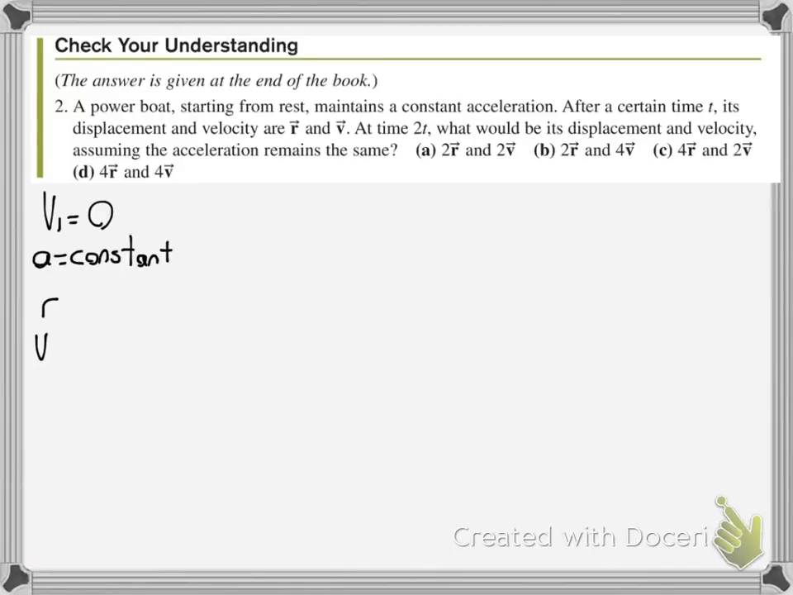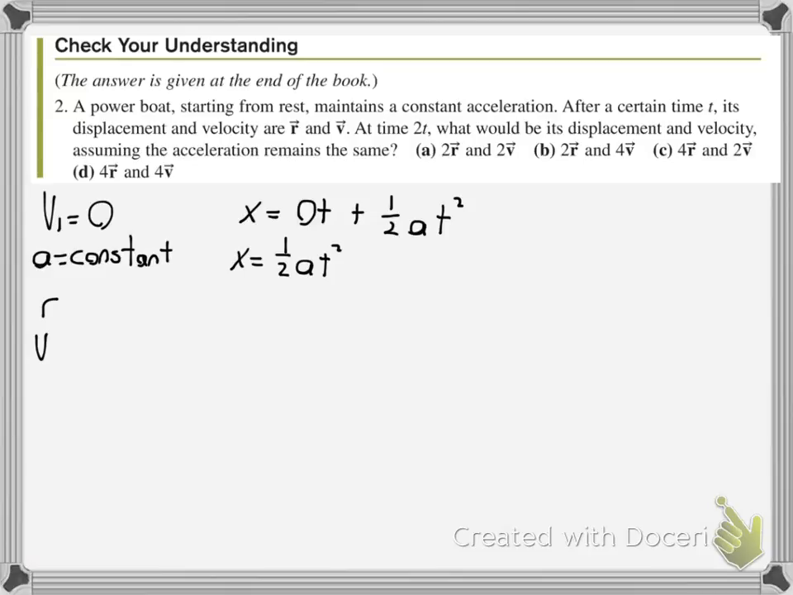So we're going to start off with displacement. They give us our initial velocity, our acceleration, and our displacement. So we're going to use the equation that our displacement equals our initial velocity times our time plus 1/2 of our acceleration times our time squared. So that's basically simplified into our displacement equals 1/2 of our acceleration times our time squared.